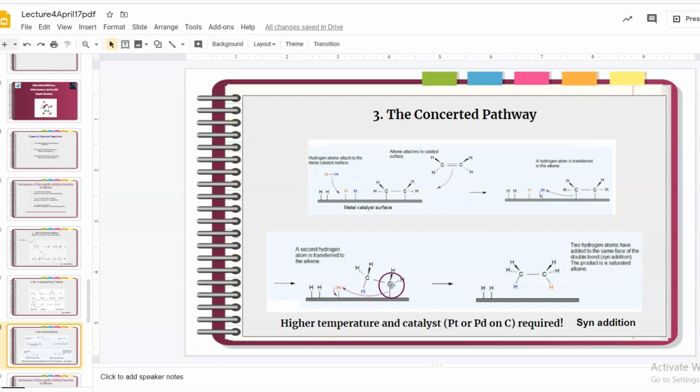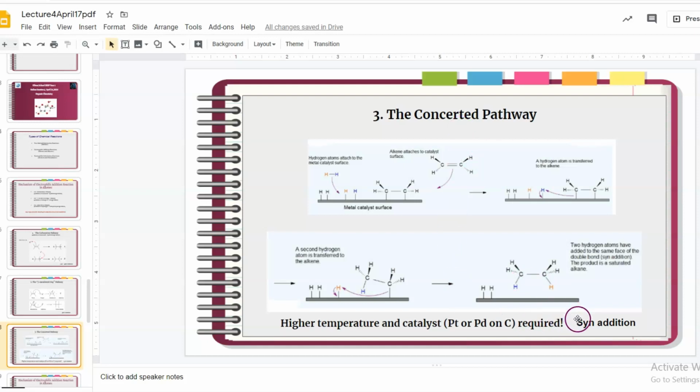Similarly, the second carbon atom also gets the chance to interact with the other hydrogen atom that's lying around, or floating around, let's say. So we'll form that second CH bond. At the end, you'll have an alkane. You started from an alkene, now you added two hydrogens. You basically made two carbon-hydrogen bonds and got an alkane. Okay, this kind of pathway of hydrogen addition on alkene is called the concerted pathway.